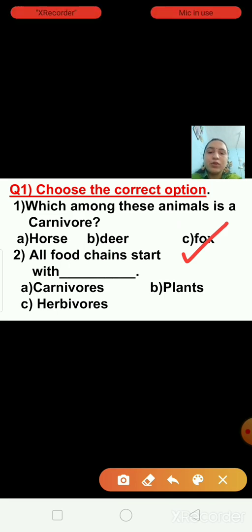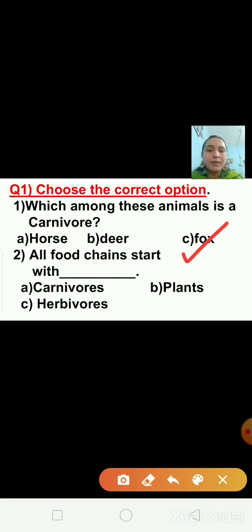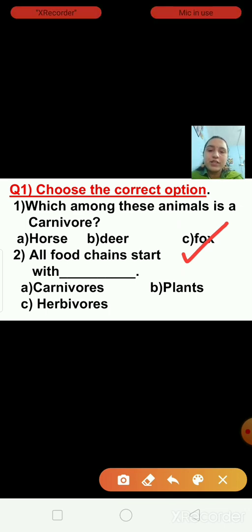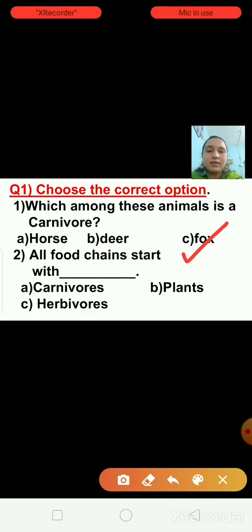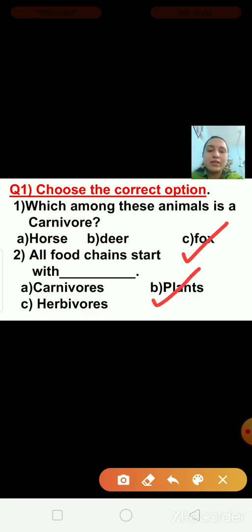Question number 2. All food chains start with. Options are carnivores, plants and herbivores. So all the food chains start with the plants. So plant is the right answer. You be ready with your answer, children.